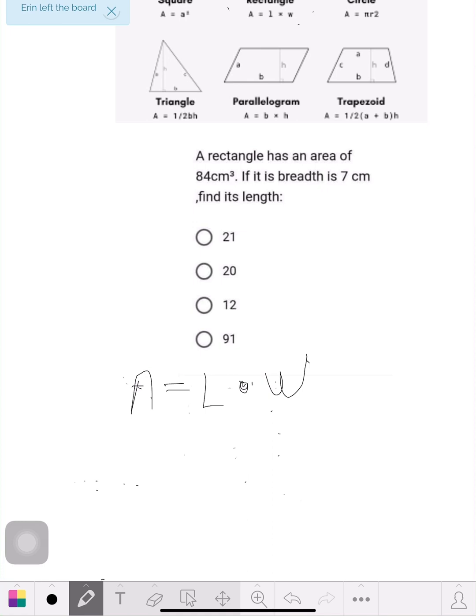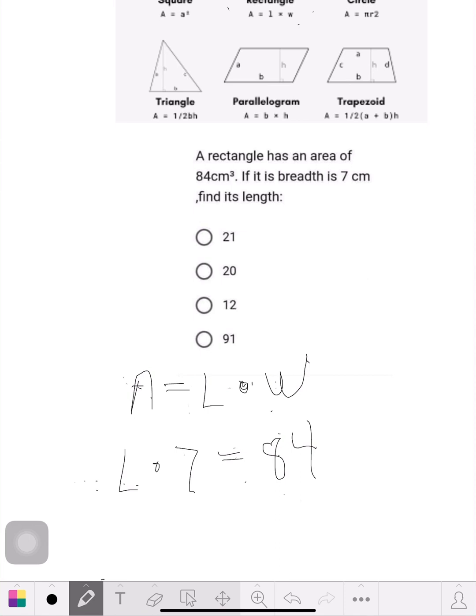Okay, so let's just rewrite this a little bit. That way we get the answer on the other side. I like always having the answer on the right-hand side. So we get the length, which we don't know, so it's L times 7 equals 84. Okay, that's the same thing, correct?